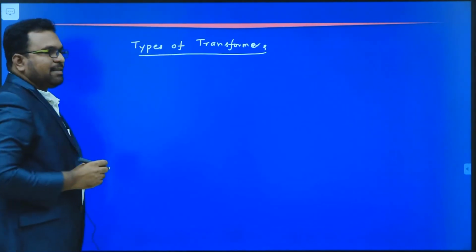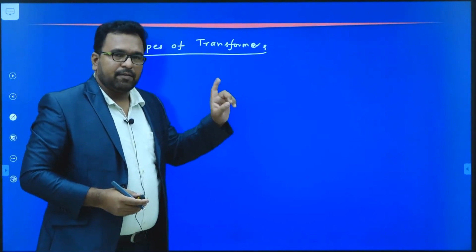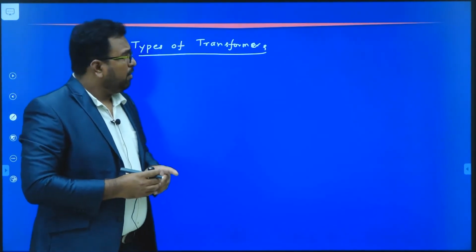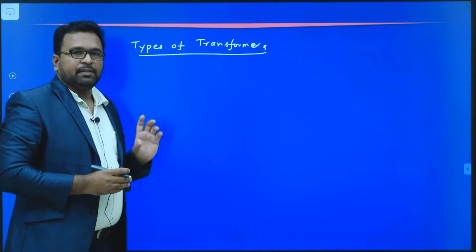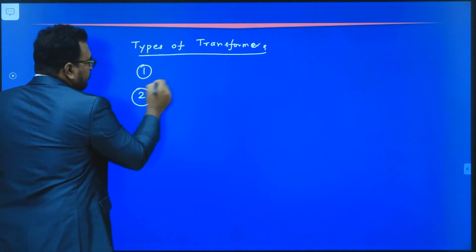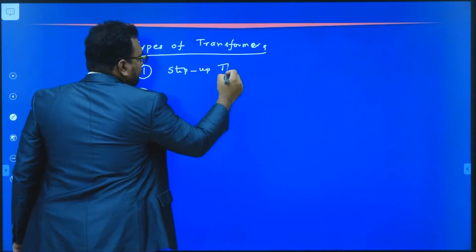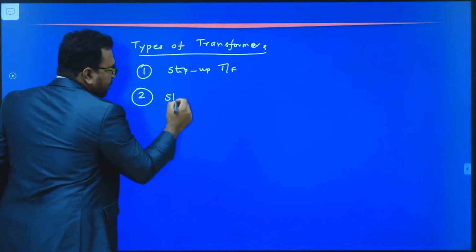Based upon the construction, there are two types of transformers. One is core type, another one is shell type. That we already discussed. Now, based upon the principle of operation, transformers are divided into two types. The first one is the step-up transformer. The second one is the step-down transformer.